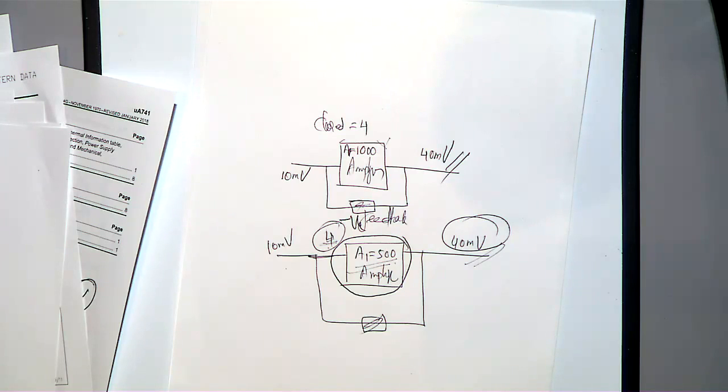So we will definitely get very close to 40 millivolt. That is called gain desensitization. So that's what we are going to discuss. So that is a question.